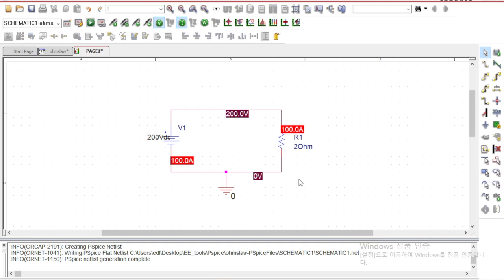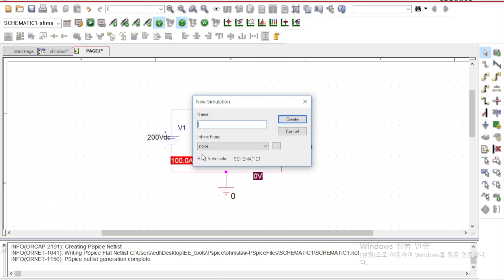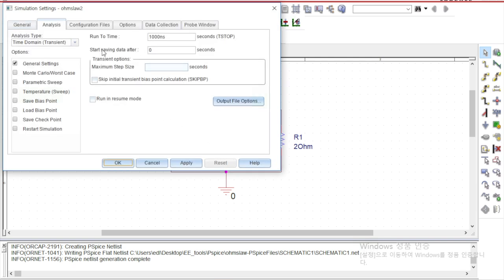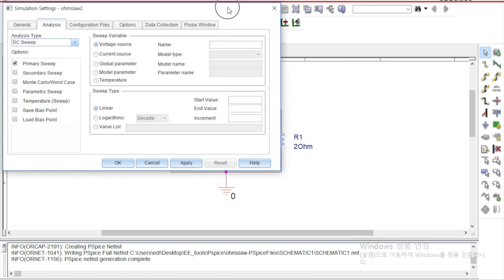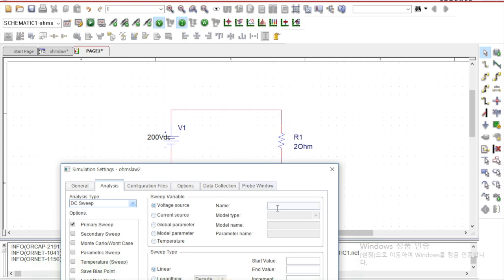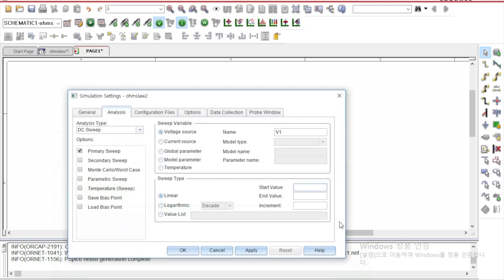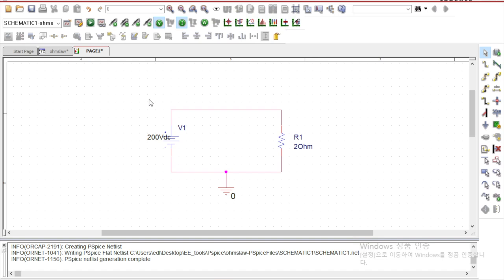We will now perform a very similar simulation to observe the same kind of effect. I will create a new Pspice simulation profile. And this time we are going to perform a DC sweep. The name of our voltage supply is V1 and we'll start our simulation from 0 volt and go up to 10 volt with an increment of 1 volt. Now the voltage applied by this power supply ranges from 0 volt to 10 volt.